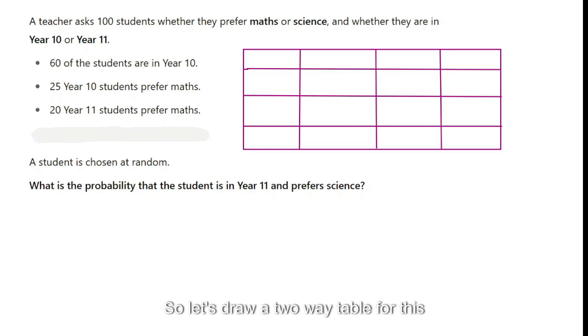So let's draw a two-way table for this question, and then you'll see how easy it is to analyze it using this. Now in a two-way table, you can see there are two groups here, or two subjects, maths and science. So remember, you need to add two more columns on top of the number of things. So you have 2 here, add 2. So we need 4 columns like this.